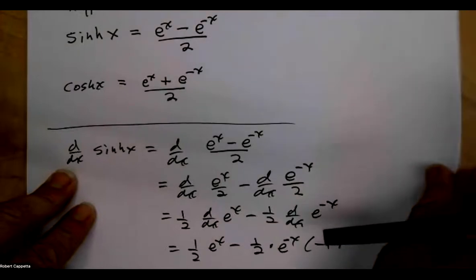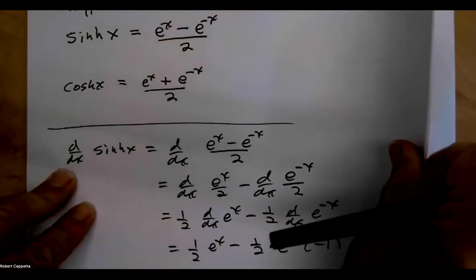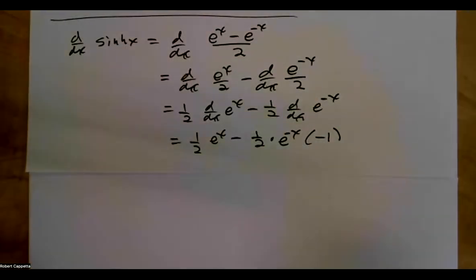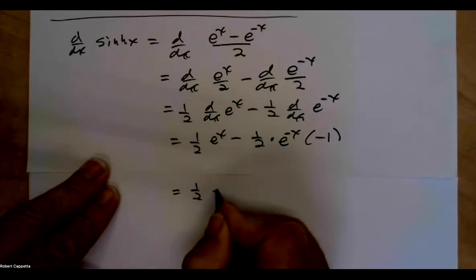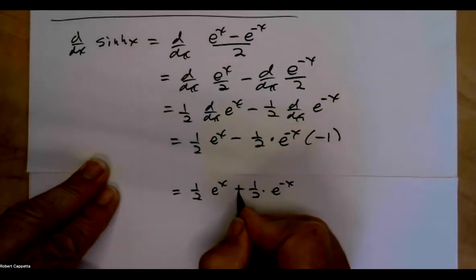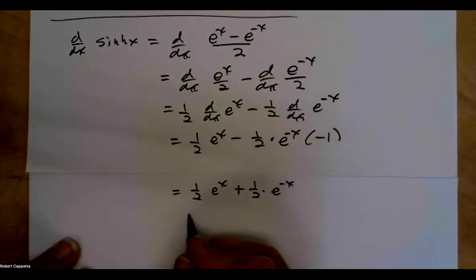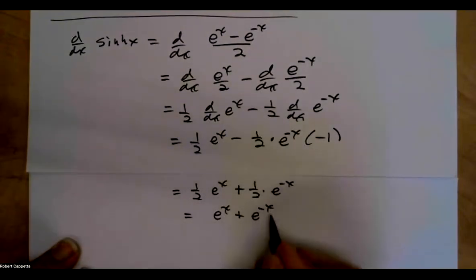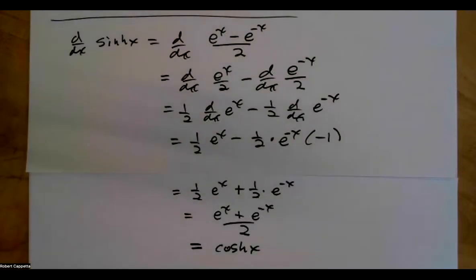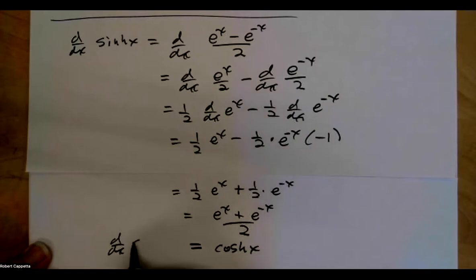So then what does this become? Well, what is the derivative of sinh x going to be then? 1/2 e to the x minus 1/2 times e to the negative x times -1 makes that plus, which can be written as e to the x plus e to the negative x over 2, which is what? Which is our definition of cosh x. So in trigonometry, the derivative of sine x is cos x. In hyperbolic trigonometry, the derivative of sinh x is cosh x.